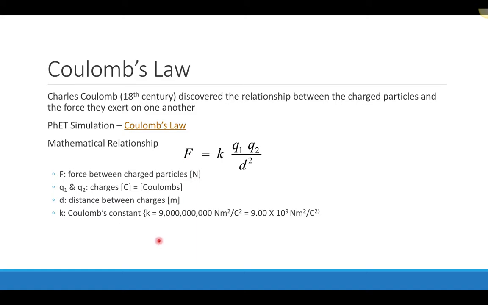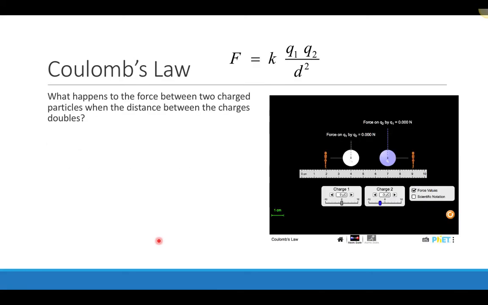So let's explore some examples of Coulomb's law and look at what happens if you change the force. We have our expression for Coulomb's law here, and we'd like to know what happens to the force between two charged particles when the distance between the charges doubles. Suppose I put charge on each of these objects, and I have a PhET simulation that I'm going to pull up, but here is a picture of that PhET simulation.